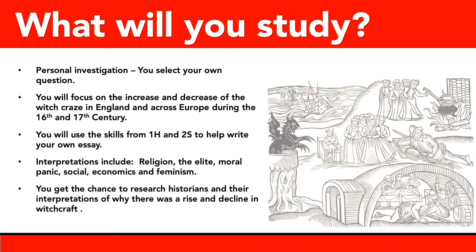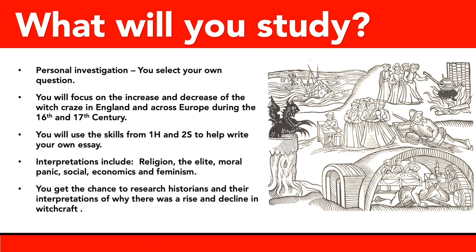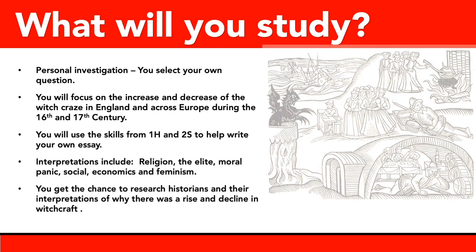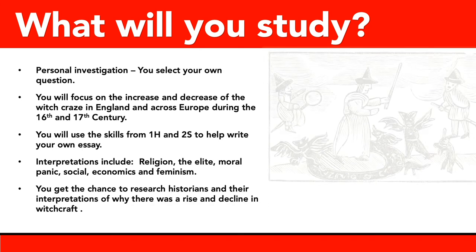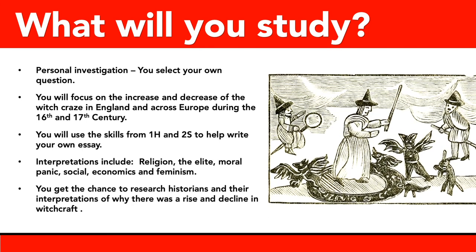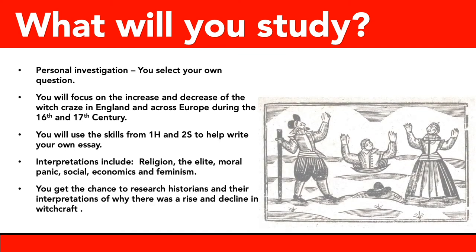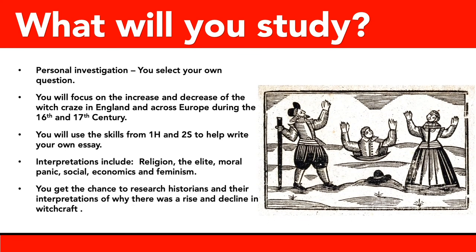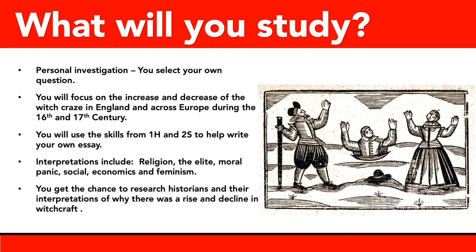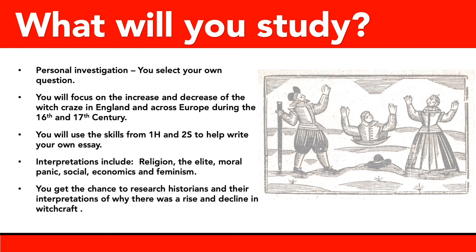Now, there are many interpretations out there. Many historians have written books on this topic. A lot of the interpretations include religion, because obviously in the 16th and 17th century there were Catholic and Protestant countries, the belief in Satan, the belief in the devil, the belief that you've been tempted by the devil, and we look at the foundations of that. We also look at the elite. We look at the fact that the people who were in charge, who were doing the trials and the torture and the executions, were from the upper class and were mainly men.